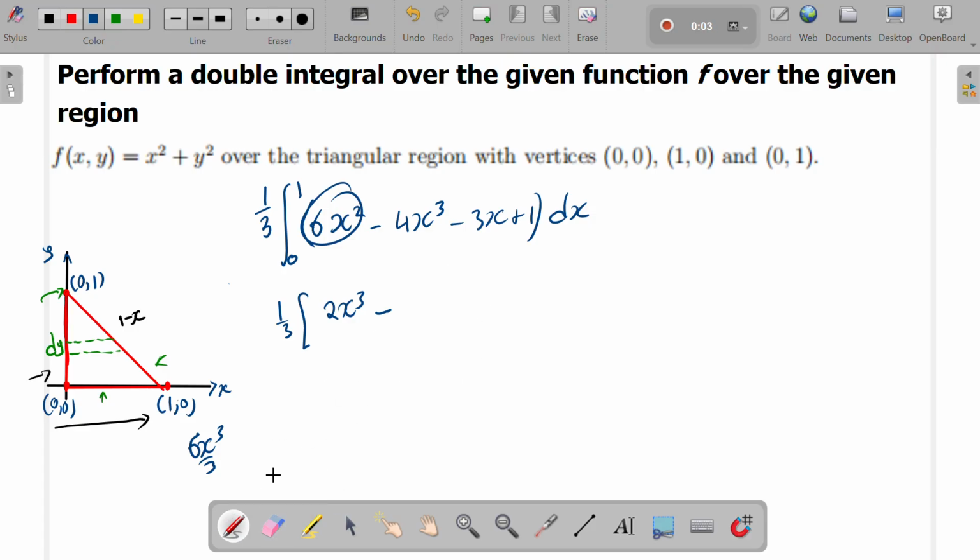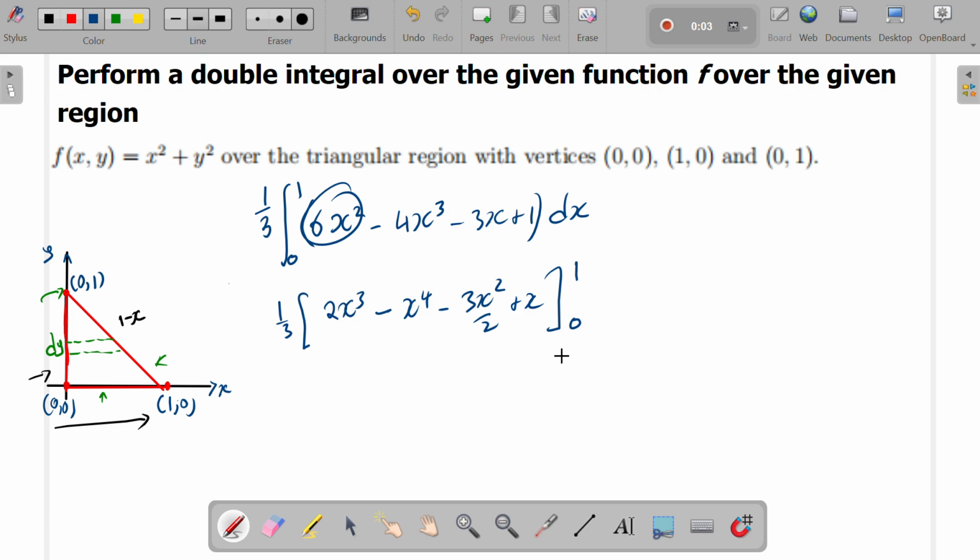So that would be x to the power 4, because you have 4x to the power 3 like this. When you integrate it, that's going to be 4x to the power 4 over 4. So 4 into 4 is a 1. So that's how that is coming about. So minus 3x squared over 2 plus x evaluated from 0 to 1.